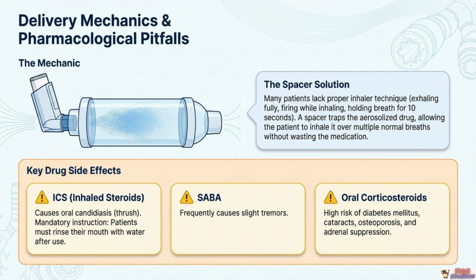Understanding the drugs is only half the battle. How those drugs are delivered matters enormously. Inhaler technique is one of the most commonly overlooked causes of treatment failure in asthma. The correct technique requires the patient to fully exhale first, fire the inhaler while simultaneously inhaling slowly and deeply, then hold the breath for a full 10 seconds.